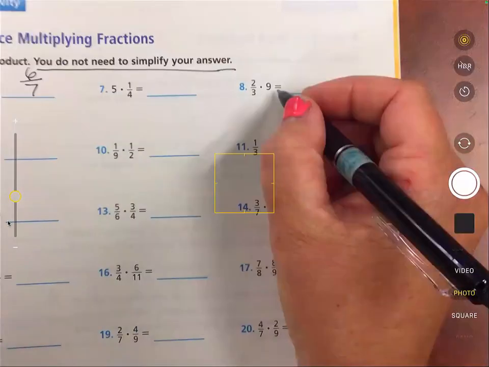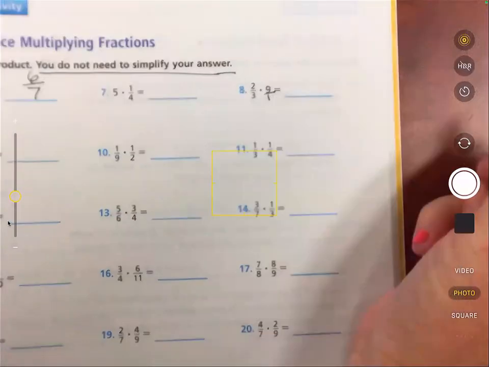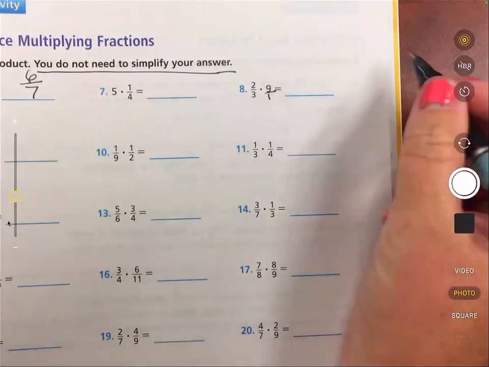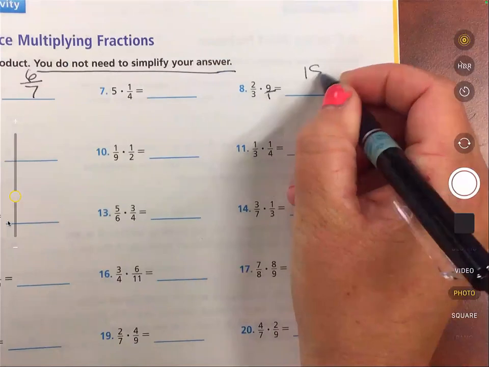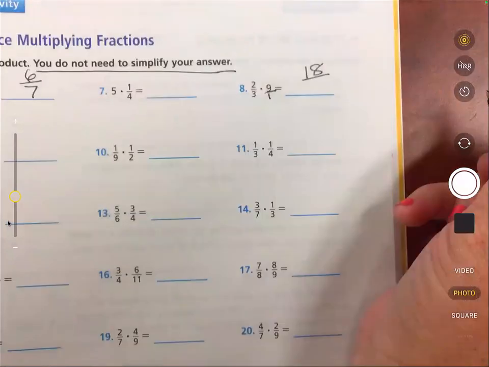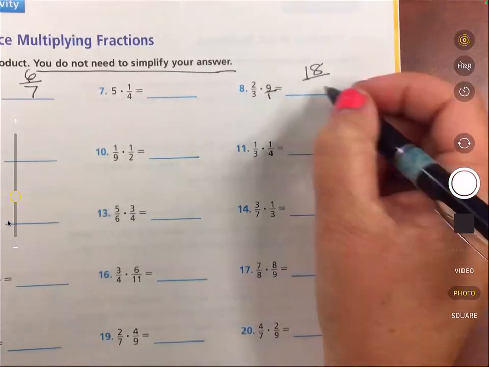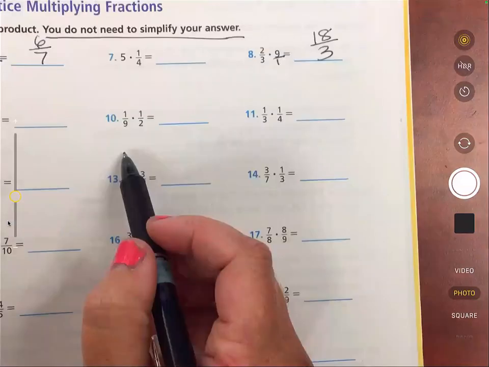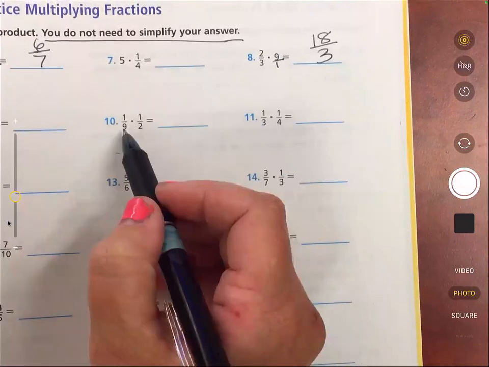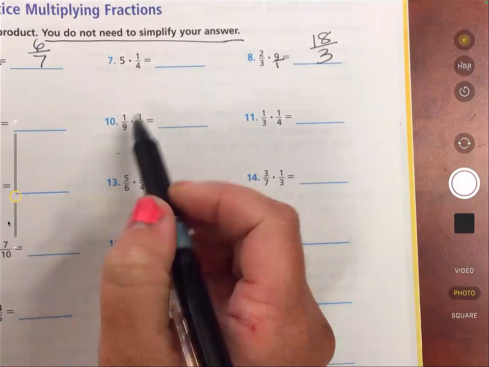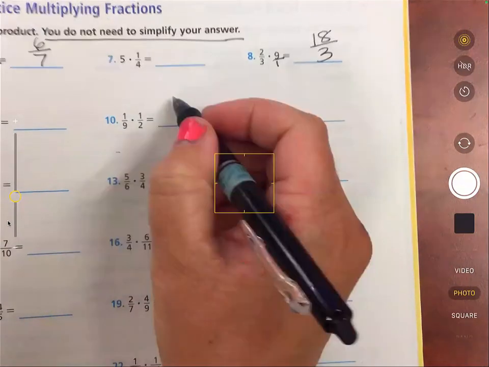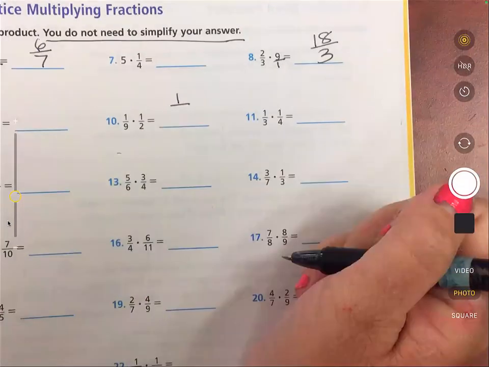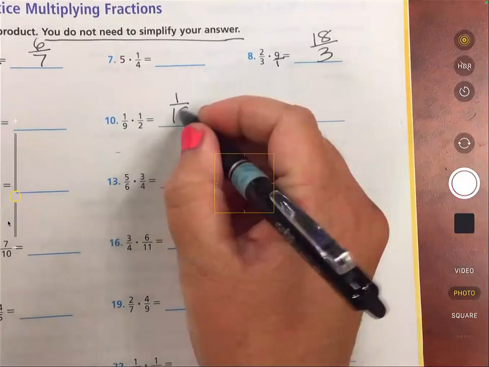Let's do number 7. Let's just do the evens. I'm going to put my 9 over 1. Always, I'm going to put my whole number over 1. 9 times 2 is? 18. 3 times 1 is? 3. Awesome. Look at number 10, right? I said I'm just doing evens. It doesn't even have a whole number. Multiply my numerators. 1 times 1? 1. 9 times 2? 18. Perfect.